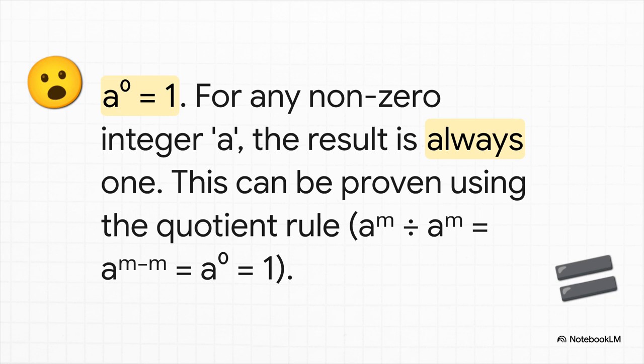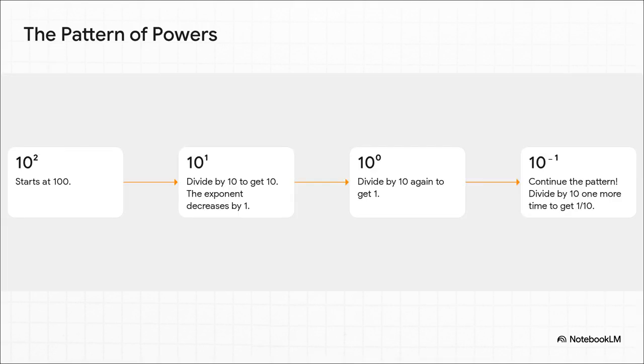But using our rule, it's 5 to the power of 2 minus 2, which is 5 to the power of 0. So, a to the power of 0 has to be 1. It's like the great equalizer of math. Now, for negative exponents. And this isn't about negative numbers, it's all about following a pattern.